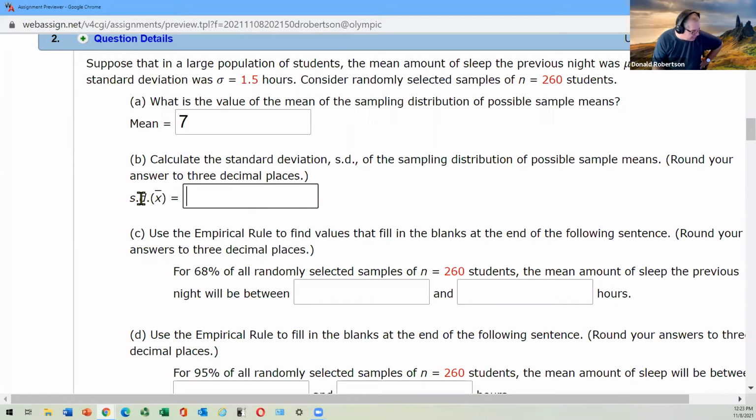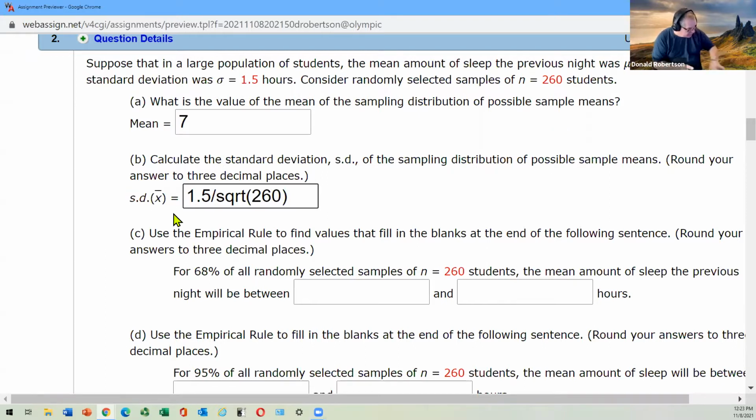This is the standard deviation of the sample. I just called it SD, but SD X bar, right? Isn't that going to be sigma, which is 1.5, divided by the square root of 260? To remember my formula, sigma over root n.